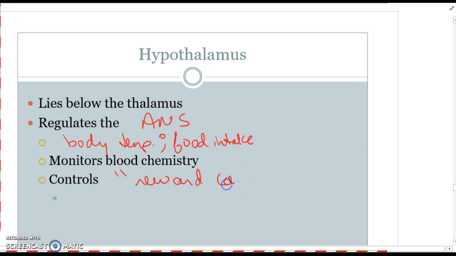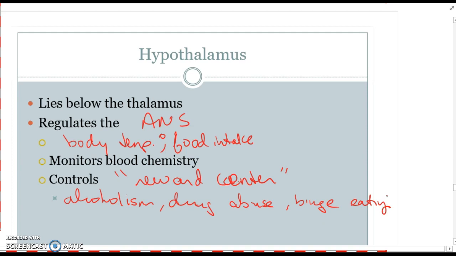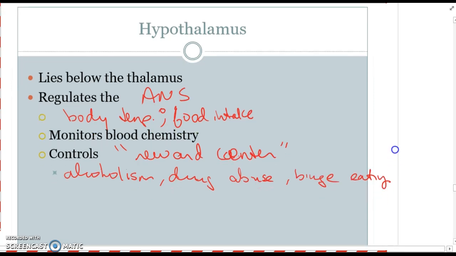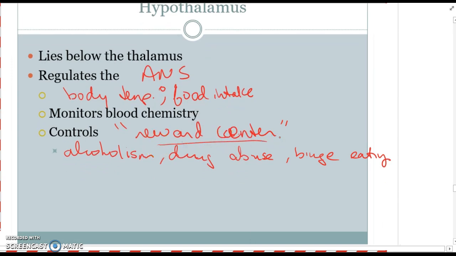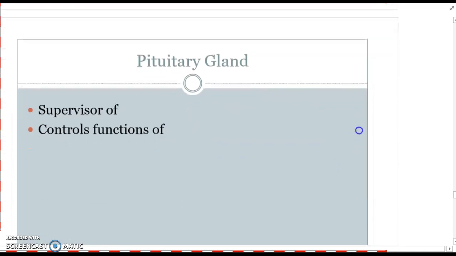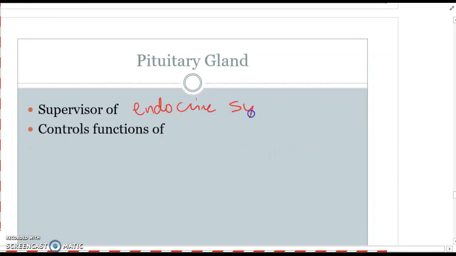Another thing is what they call the reward center. So those would be things like alcoholism, drug abuse, and binge eating. Those can stem from what they call reward deficiency syndrome. People could be genetically disposed to have a pleasure system that would lead them to crave certain items, but that could be something wrong, I guess you could say, with the hypothalamus. So it could be binge eating, it could be hoarding, things like that would all be in the reward center, like what makes somebody happy. That's in the hypothalamus.